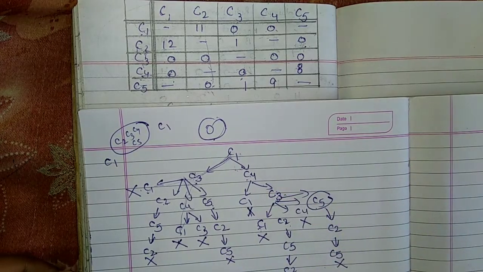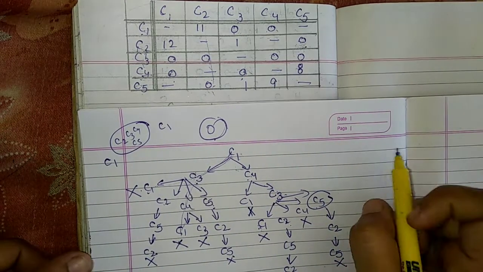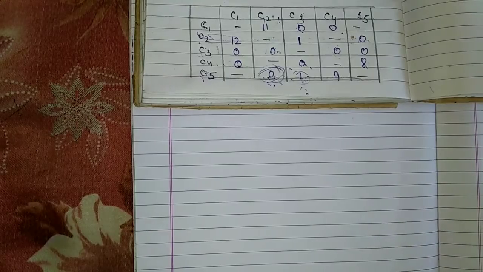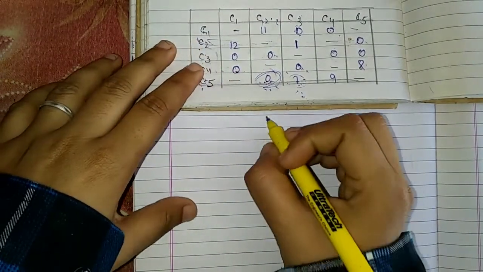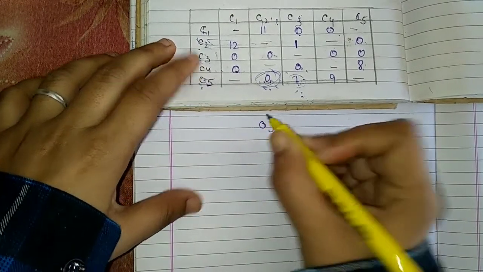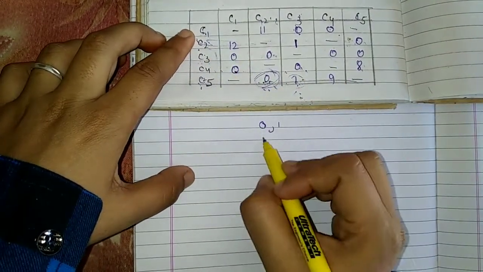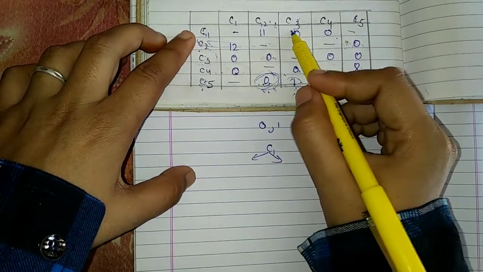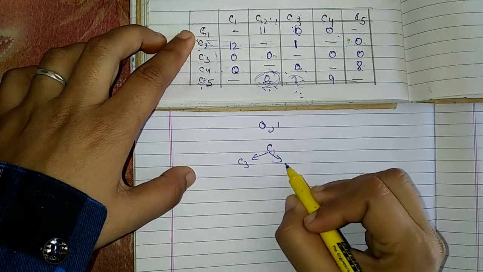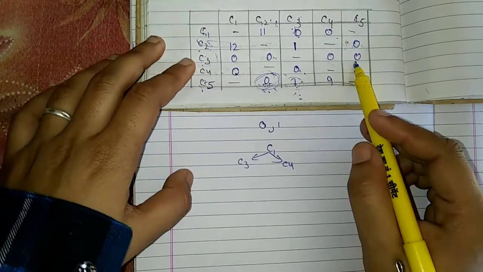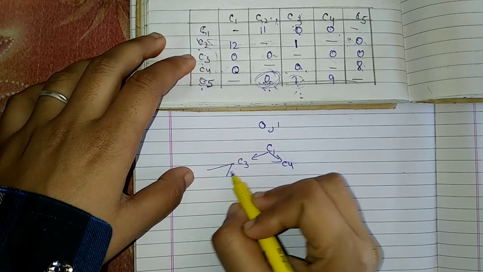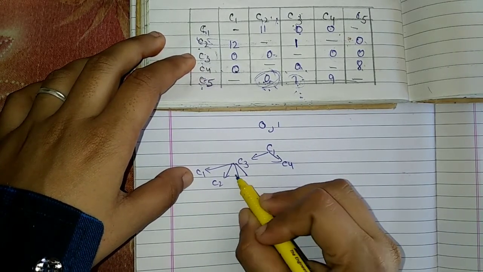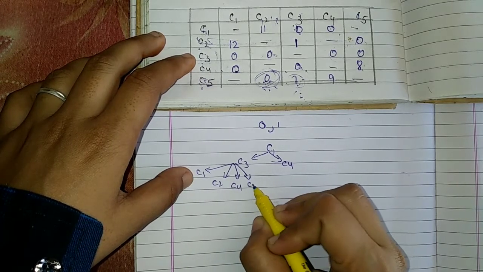In the next diagram we considered 0 and 1. Now we considered 0 and 1. In C1 there are 2 zeros, at C3 and C4. At C3 there are 4 zeros: 1, 2, 3 and 4, which are C1, C2, C4 and C5.